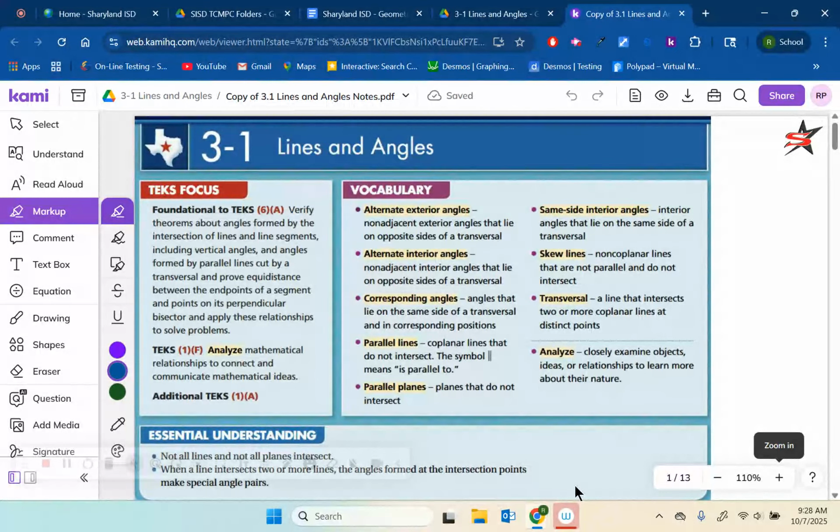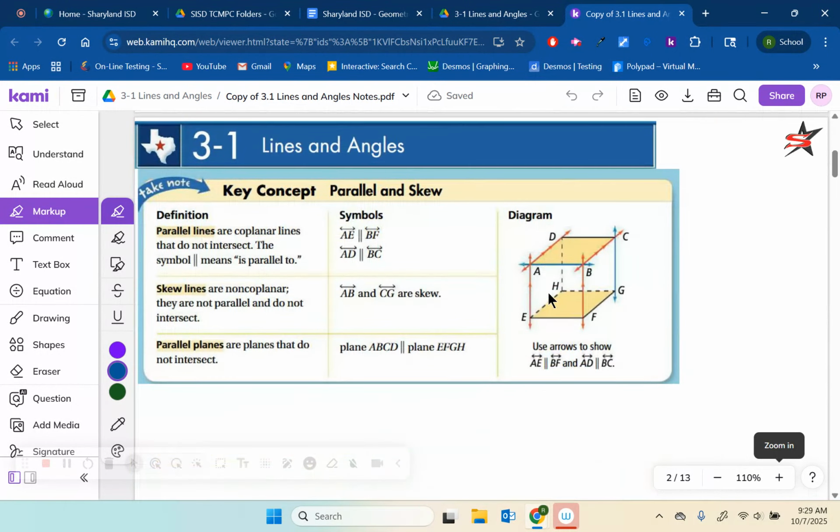So, anyways, we're going over 3.1 lines and angles. This is a heavy duty chapter. A lot of the big, deep ideas for geometry are within this chapter. If you're a student watching this, you're going to learn all sorts of vocabulary: alternate exterior, alternate interior, corresponding, parallel lines, parallel planes, same side interior, skew. Yeah, let's have fun. Here are some key concepts you're going to learn in 3.1.